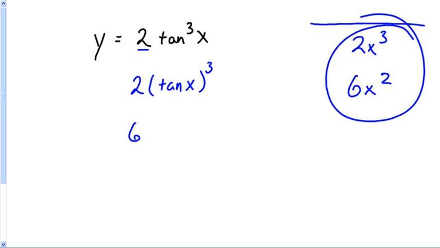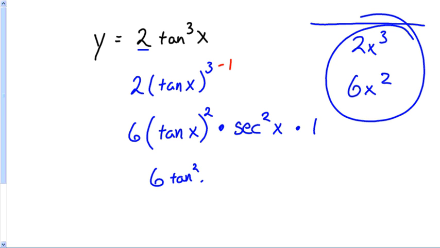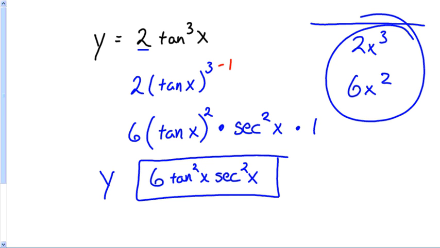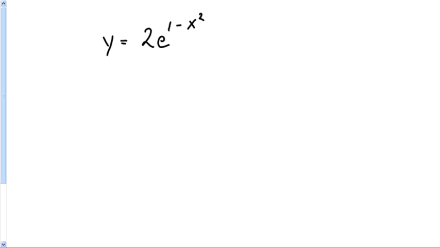So 3 times 2 is 6. Tangent x cubed, and we would do what? Subtract 1. So we're left with tangent squared, times now the derivative of tangent, which is secant squared x, and that's it. Well, theoretically, times the derivative of x, which is 1. So my answer is just 6 tangent squared x secant squared x. And that is my answer, and I'm done at this point. So anyway, that one's not too hard.